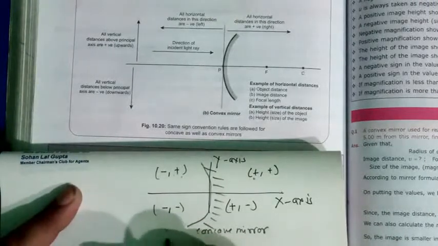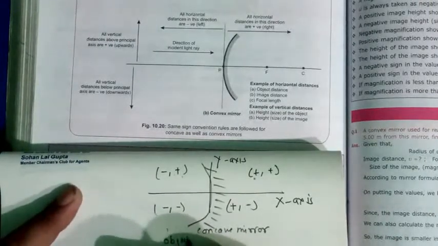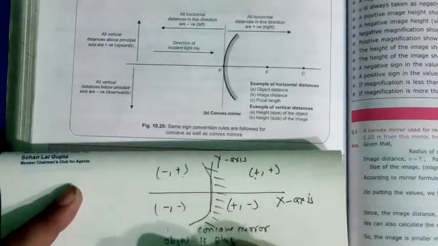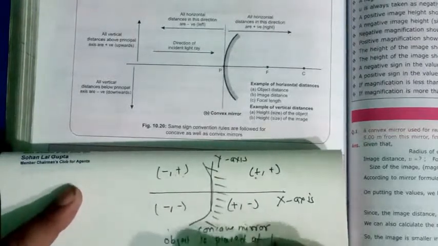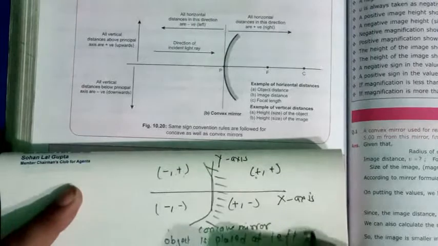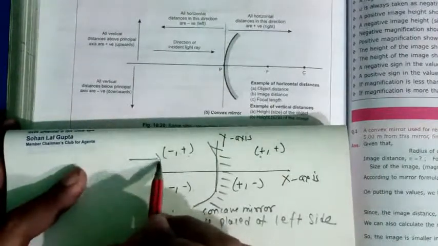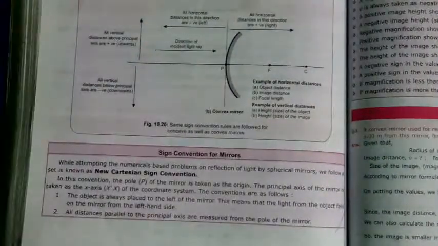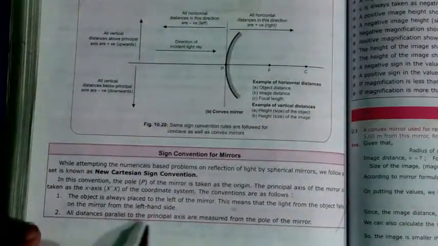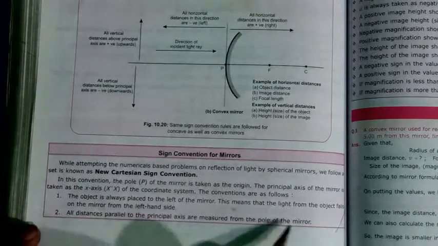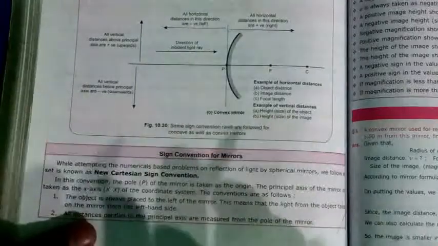The object is placed at the left side, so the light will come from the left, then the image is formed. All the distances parallel to the principal axis are measured from the pole of the mirror. All the distances are measured from the pole. This is the pole.